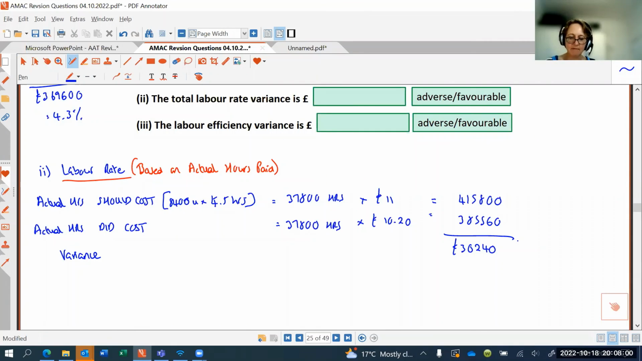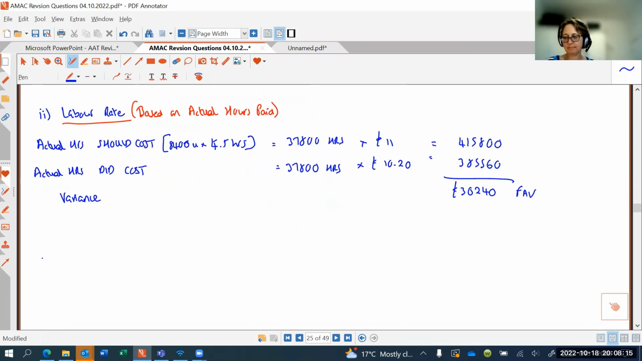So I've looked at the number of hours that I paid for. What should they cost? What did they cost? They did cost less than they should have done. That's a good thing. So it's a favourable variance. And I did write it out in full, as I think if you do learn to do it like this, you have a far better chance of getting the right answer.